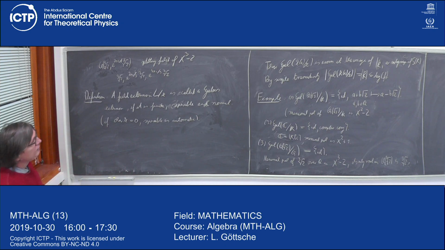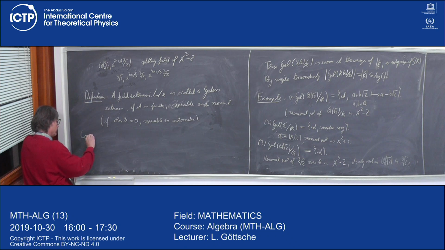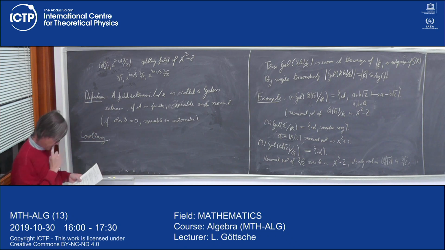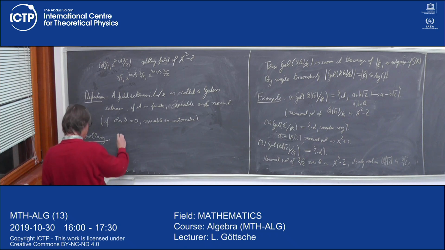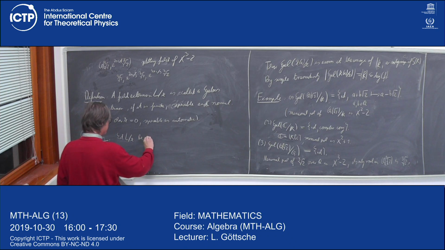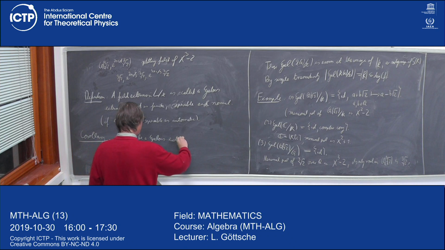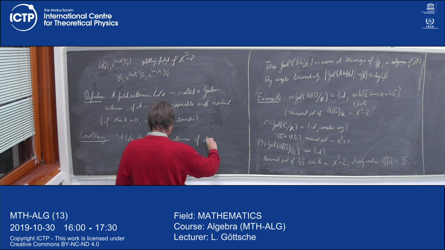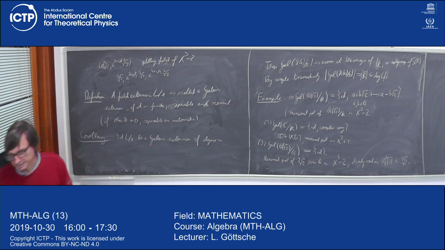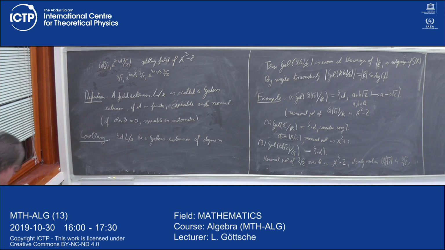And now we want to make a corollary, which is related also to your question. So let L over K be a Galois extension of degree n. The degree means the degree of L over K, so the dimension of L as a K vector space.